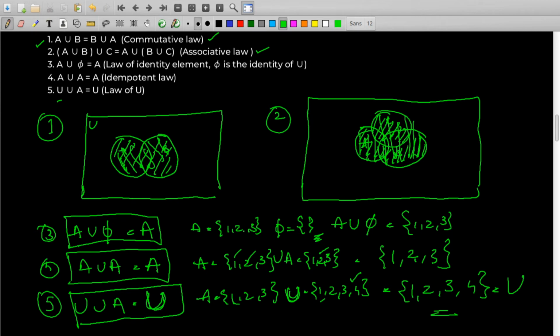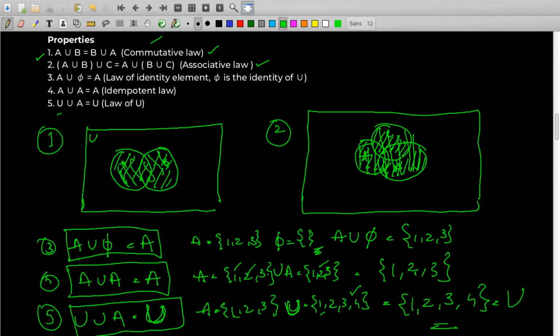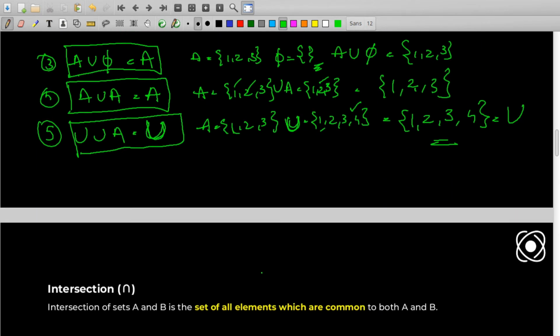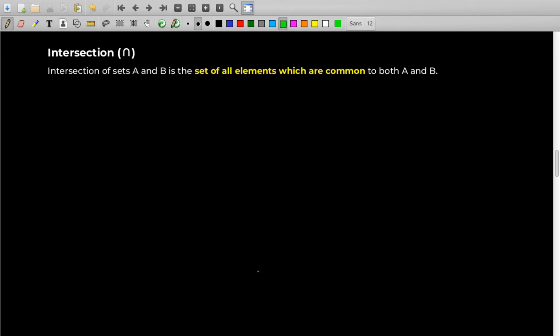So those were the laws or properties of union, and that was union basically. It's not that difficult. It's just taking elements from either A or B or both, right? That's it.